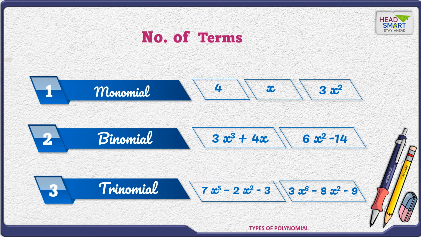You may note in few of these examples, some terms are missing. For instance, in this example, term with x to the power 2 is missing. And in this example, term with x to the power 4, x to the power 3 and x to the power 1 are all missing. We had to count number of terms with only available terms and conclude if it is a monomial, binomial or trinomial. And we don't have to worry about the missing terms.